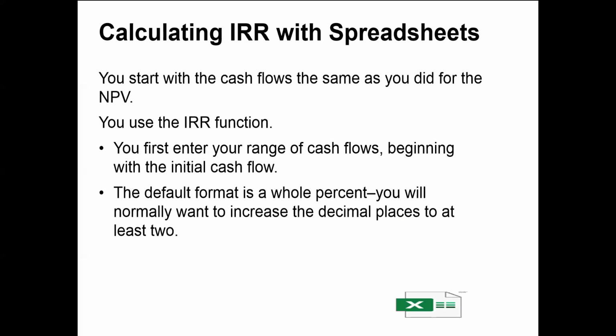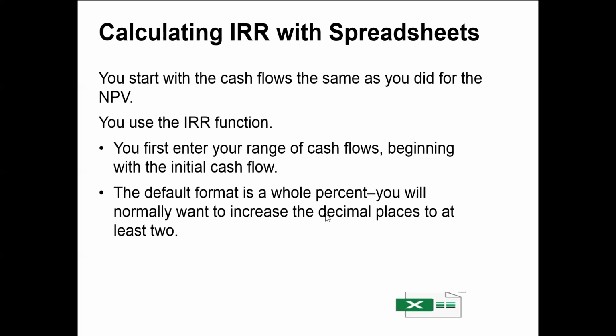The default format is 4%, so you can increase the decimal places to two so it is easier for you. So let's try. Is it all right for you? Is it easy for you to get the IRR with the spreadsheet?